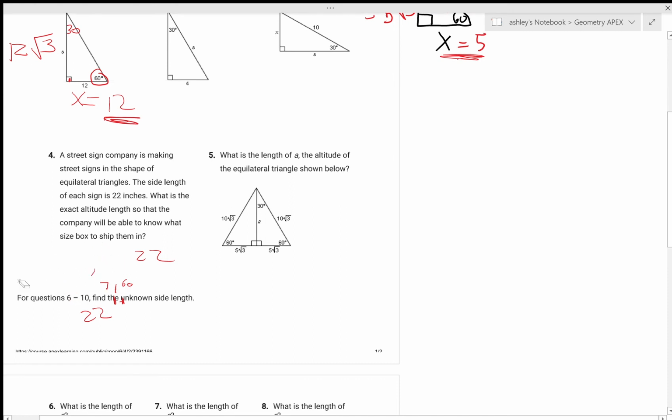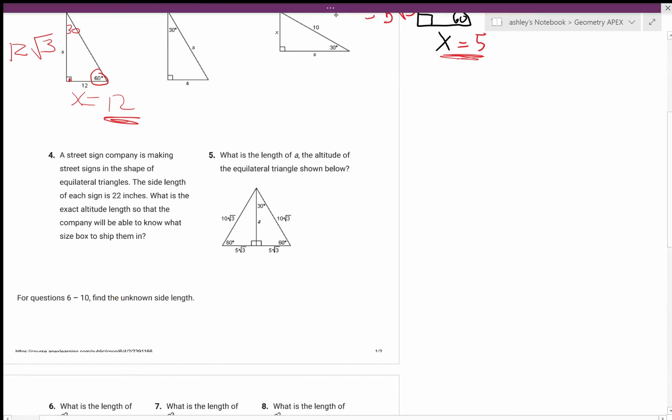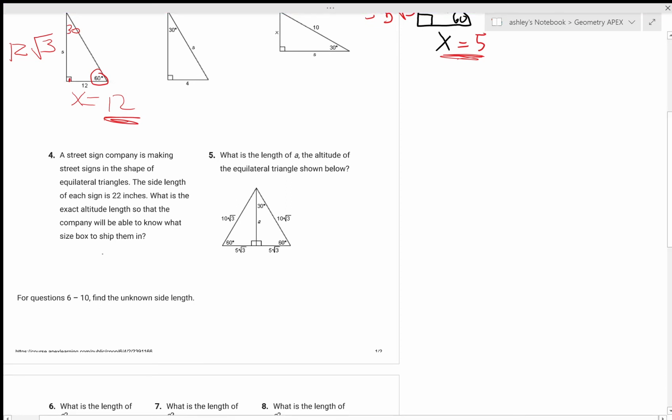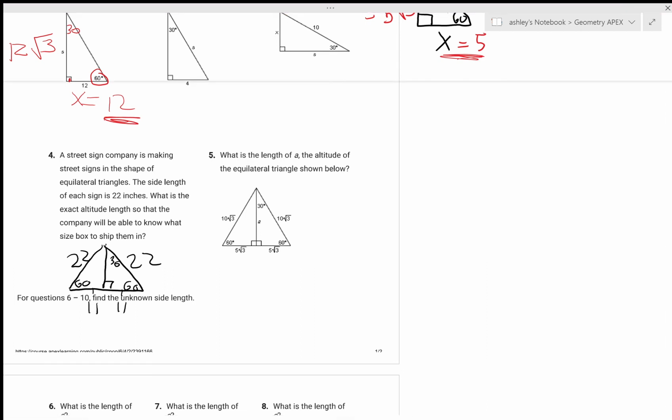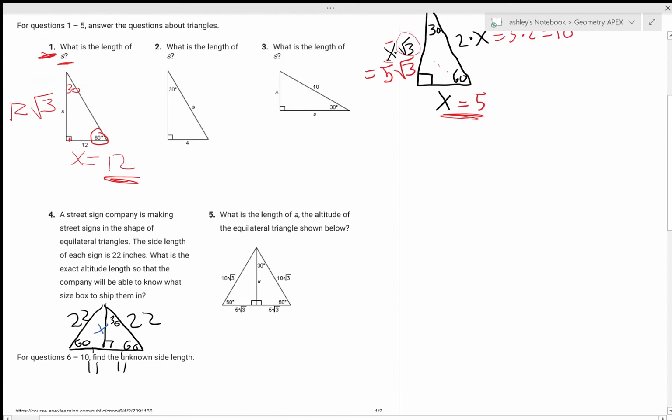So I'm going to redraw that really quickly. Hopefully make it a little clearer. So you have an equilateral triangle. Equilateral means we have degrees of 60. But I'm cutting it, so I have a 30-degree and a 90-degree. Side lengths of 22, 22, and then a 22 being cut in half, so we have 11 and 11. And you want to find that middle length. Use those 30, 60, 90 rules from up here to be able to do that.